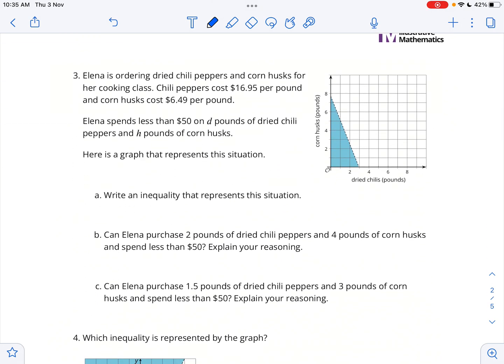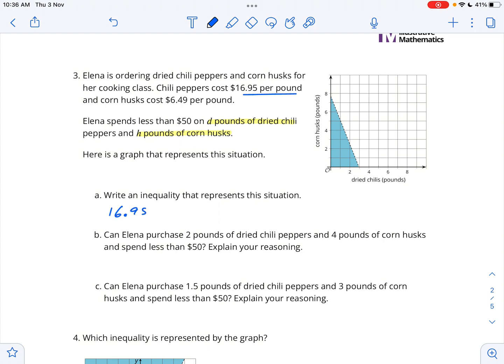Question 3. Elena is ordering dried chili peppers and corn husks for her cooking class. Chili peppers cost $16.95 per pound and corn husks cost $6.49 per pound. Elena spends less than $50 on D pounds of dried chili peppers and H pounds of corn husks. Here is the graph that represents the situation. First, write the inequality. So my variables are going to be D for the chili and H for the corn husks.